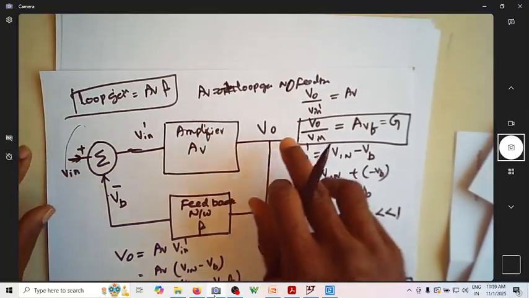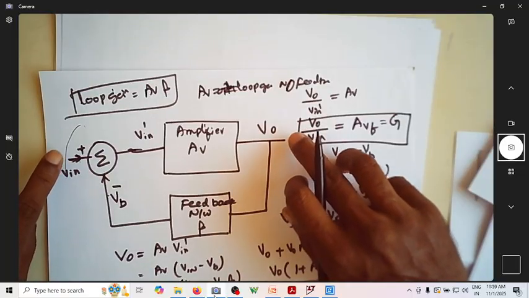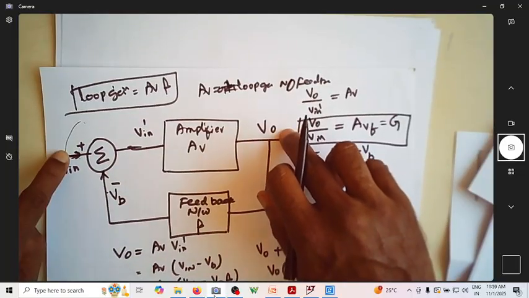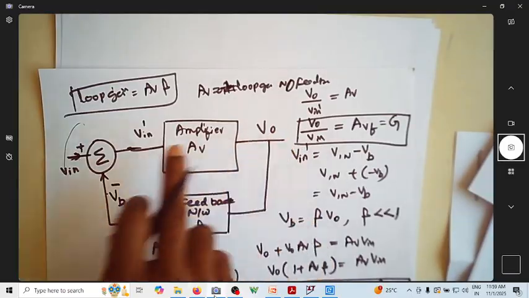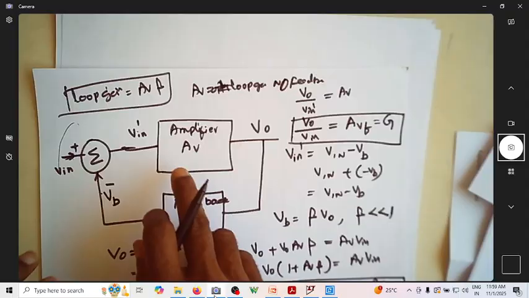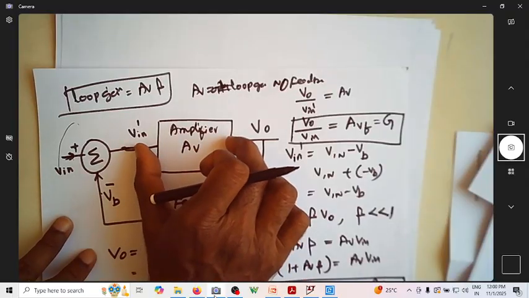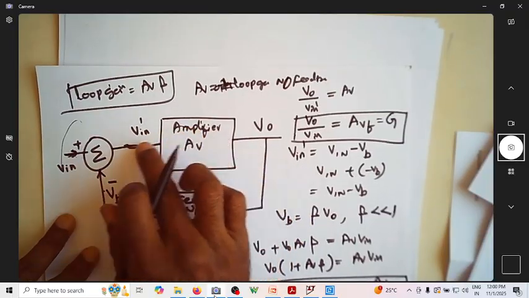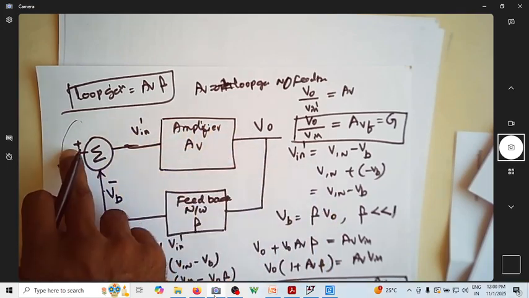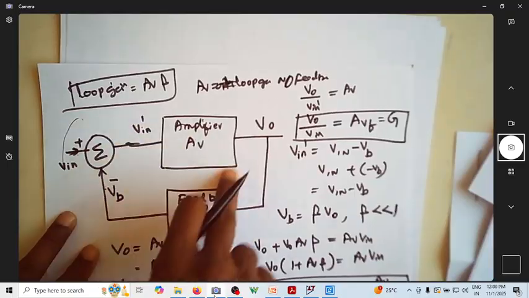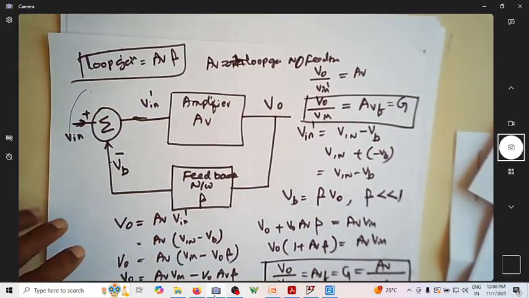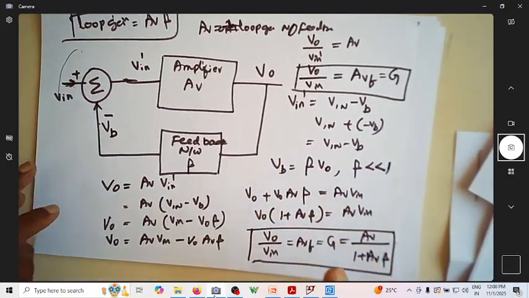So now what is a closed loop gain? Closed loop gain is from here to here, that is, output V naught by V in is the closed loop gain. Open loop gain is only AV, and the loop gain is just this. I'm not considering this as the input voltage. Simply this into this is your loop gain.